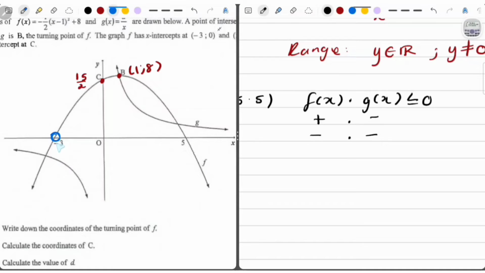What is the y value of g? You have to make sure you align it vertically like that, so this will be for the same x value. The y value of g here is a negative value. The y value of f here is 0. 0 times a negative value gives you 0. That's one of the things we're looking for. When you multiply them, they must either be negative or equal to 0. So at -3, this is working. Let's keep moving towards the right. We know that -3 is working.